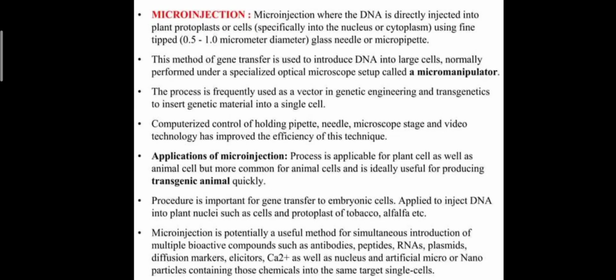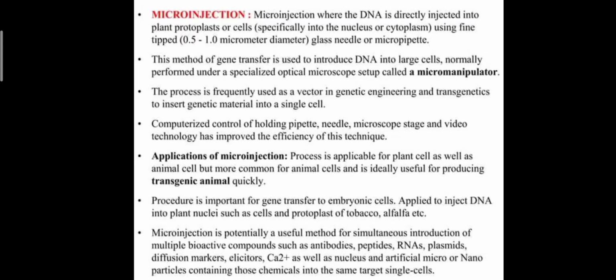Another one is microinjection. In microinjection, the DNA is directly injected into plant protoplasts or cells using a fine-tipped glass needle or micropipette. This method of gene transfer is used to introduce DNA into large cells, normally performed under a specialized optical microscope setup called a micromanipulator. The process is frequently used as a vector in genetic engineering and transgenics to insert genetic material into a single cell.